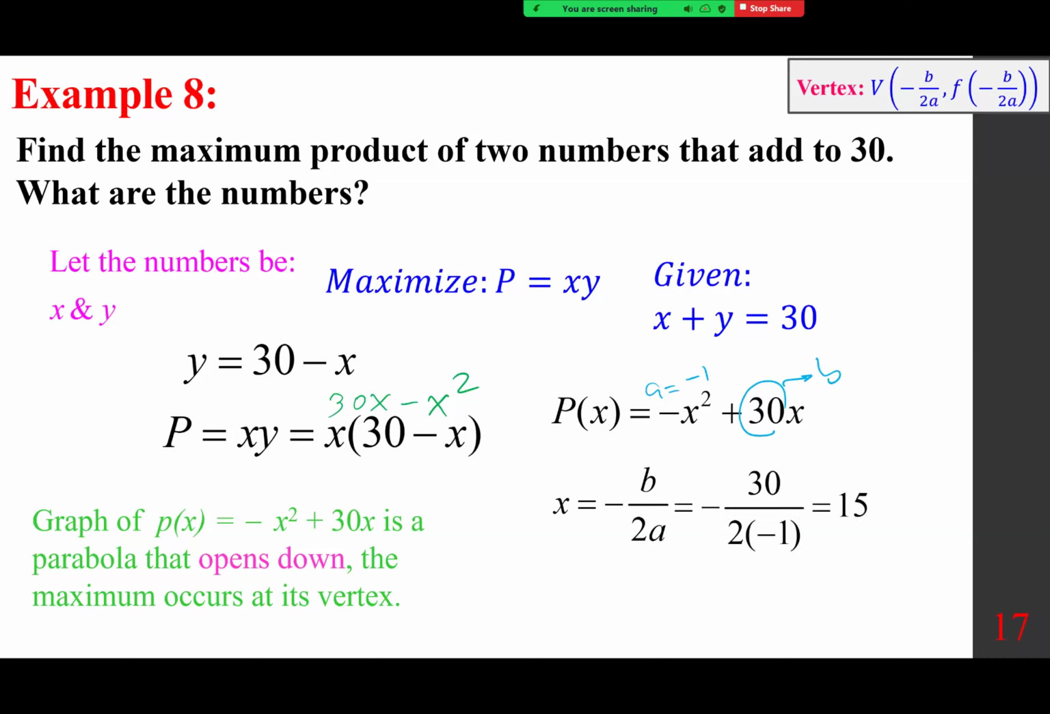So plug in: 2 times negative 1 is negative 2, minus 30 divided by that, it's positive 15. So we find one of them to be 15. Put it in here. If they add up to 30, the other one must be 15 too. So x is 15, y is 15, the product is 225. So the maximum product of two numbers that add to 30 would be 225. That would be the maximum product, everybody.